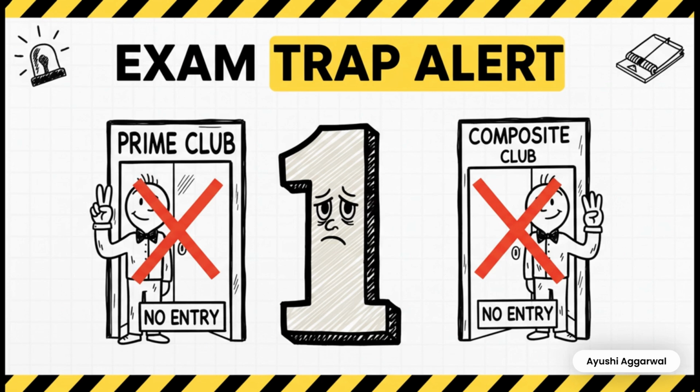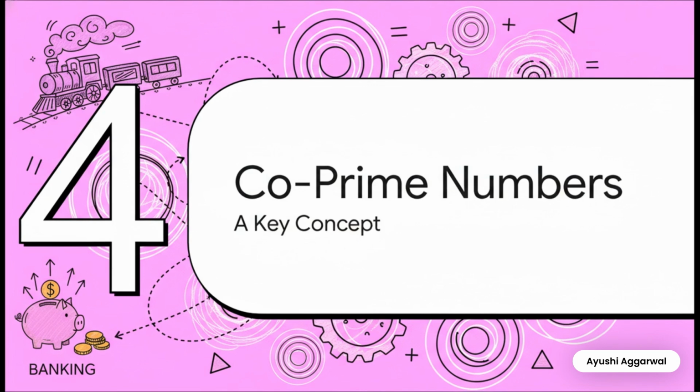One only has, well, 1 factor, itself. And to be composite, it needs more than 2 factors. So you see, it doesn't fit into either category. I can almost guarantee you'll see this question. All right, let's move on to another key concept.